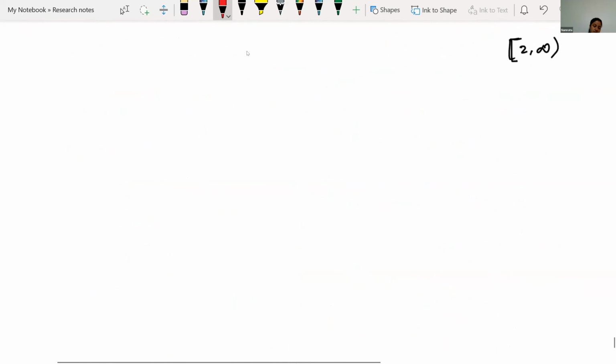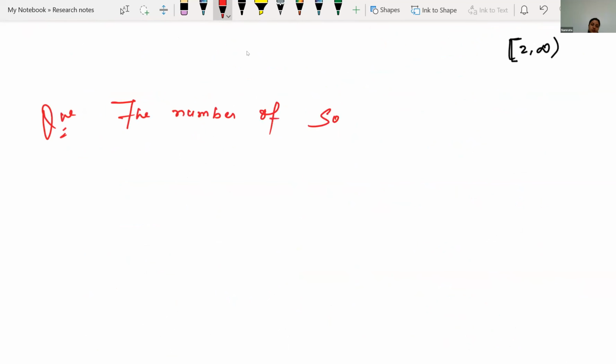The question says: the number of solutions of log(4x - 1) = log 2(x - 3).